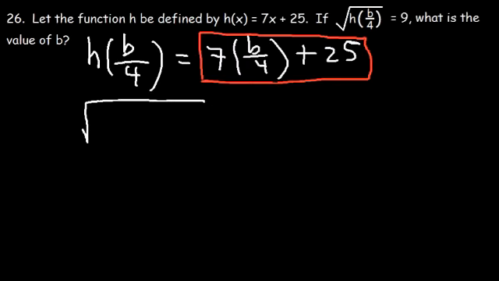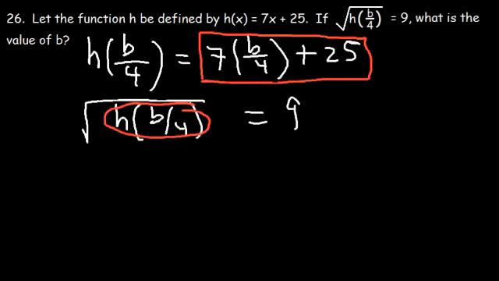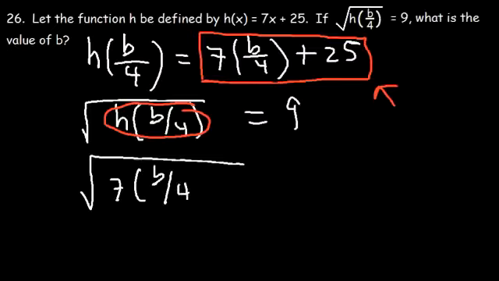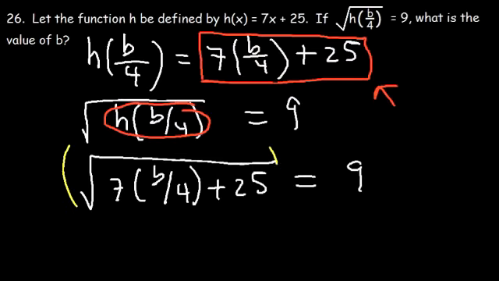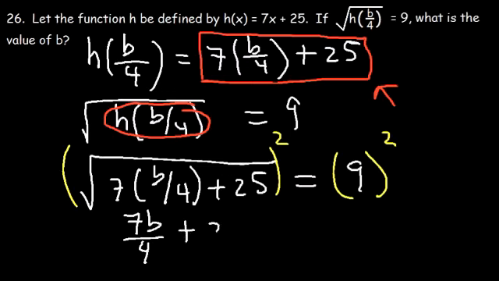So starting with this problem, we can replace the h of b over 4 with this expression. So what we now have is the square root of 7 times b over 4 plus 25 is equal to 9. So to get rid of the square root symbol, we need to square both sides. So now 7b over 4 plus 25 is equal to 9 squared. And 9 times 9 is 81.